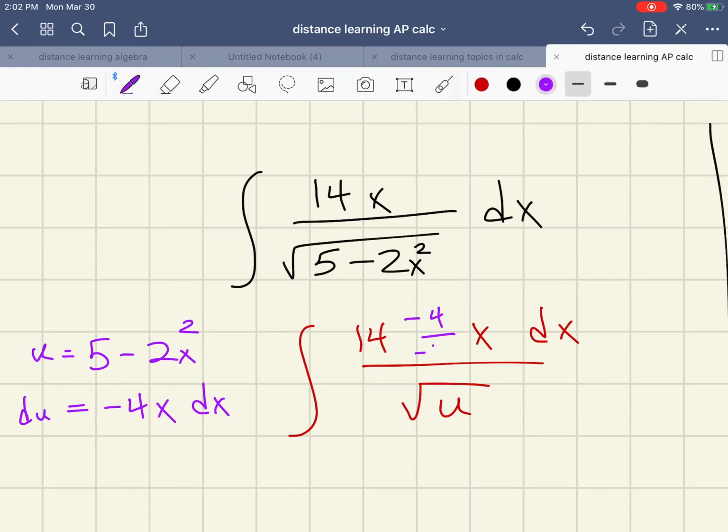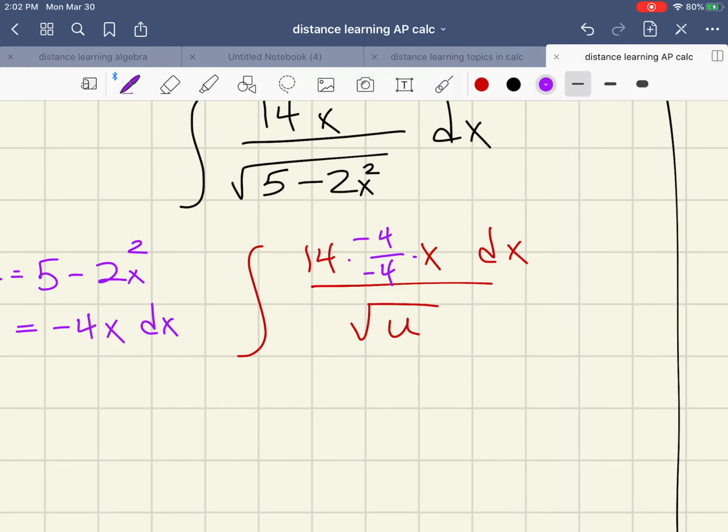I can't just do that. I'm going to add a factor of 1 in the form of what I need divided by itself. So I'm really not changing anything. I'm just adding a factor of 1. The piece that I don't need goes with the 14. The piece that I do need goes with the x. So I really get negative 14 fourths, which is negative 7 over 2. Negative 4x dx, all on top. Square root of u on the bottom.